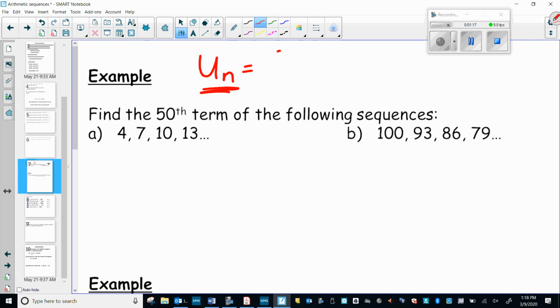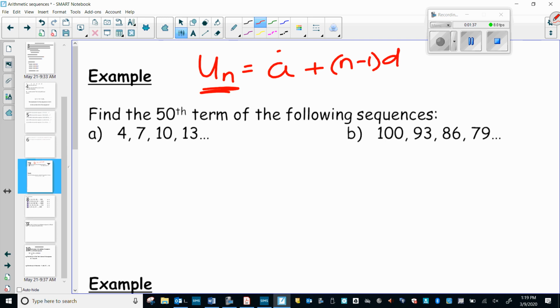Deep breath, Miss Harrison. A plus, do you remember what it was? N minus 1 D. Which makes sense because A1 is, remember, the first term. We did say A was the first term, was it? Or was it U1? I forget. We use A, I think.